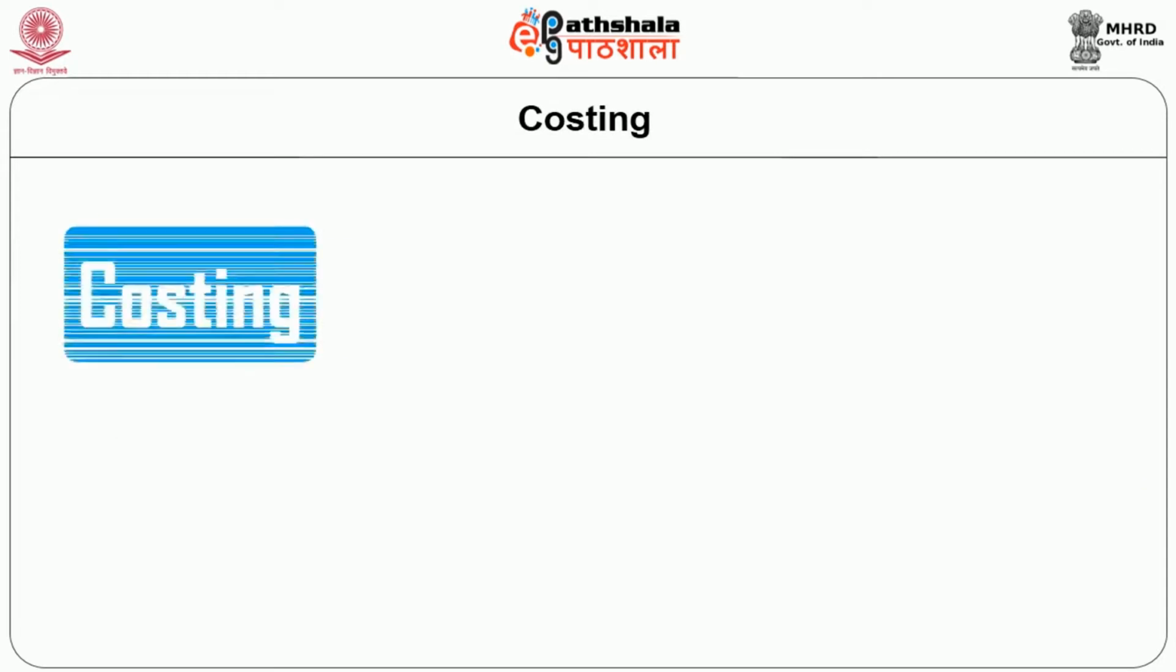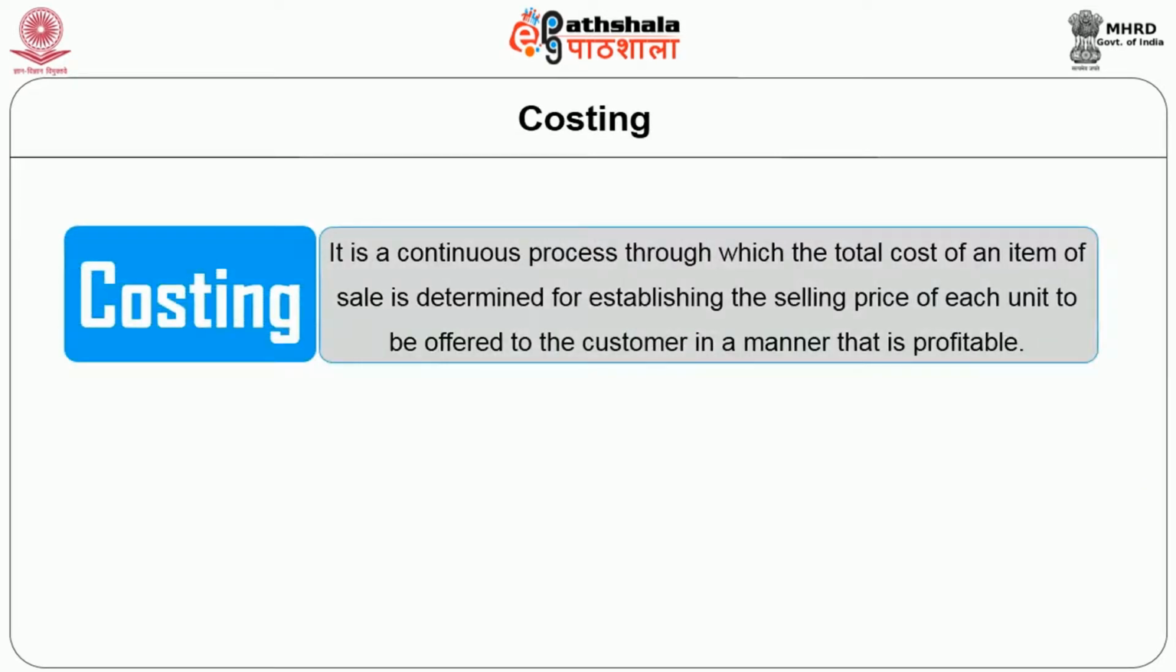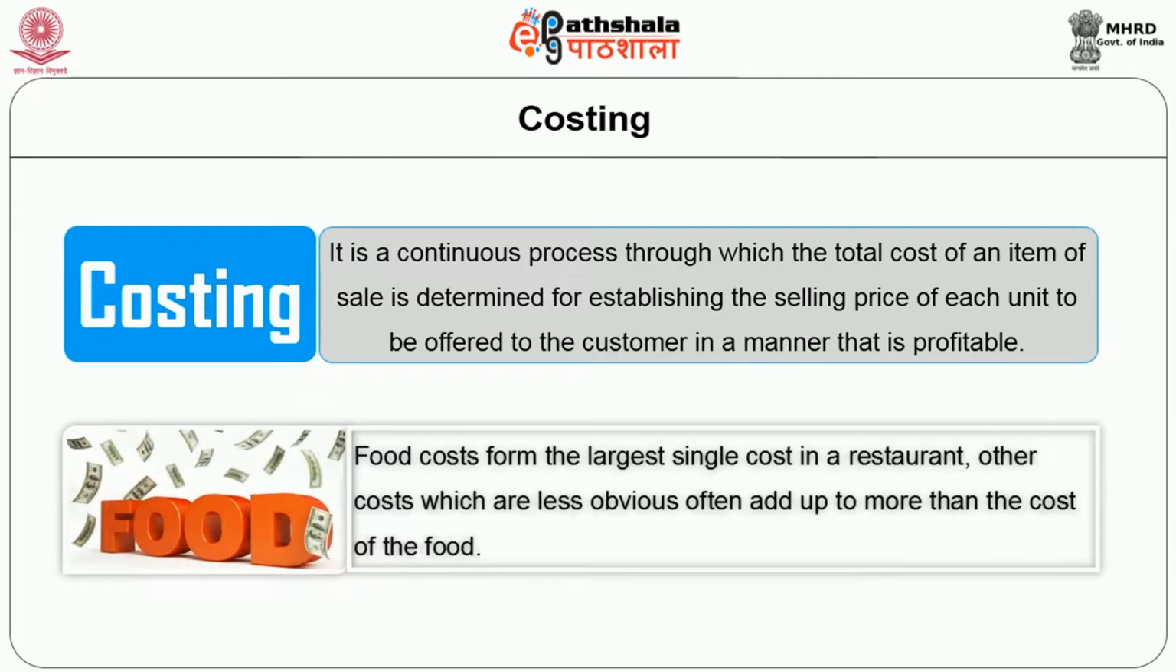Now, what is costing? Costing is a continuous process through which the total cost of an item of sale is determined for establishing the selling price of each unit to be offered to the customer in a manner that is profitable. Although food costs form the largest single cost in a restaurant, other costs which are less obvious often add up to more than the cost of the food.